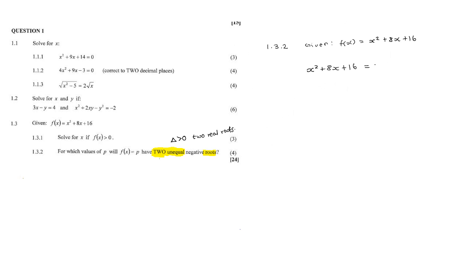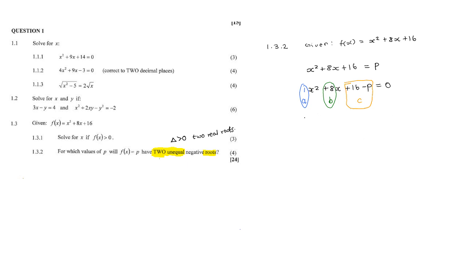So here's the p. We are going to rearrange this to x squared plus 8x plus 16 minus p is equal to 0. From there, because we are just concerned about the discriminant, we're going to pull out our a, b, and c values. a is 1, that comes from there. b is 8. And c this time is going to be 16 minus p. This is our new c.